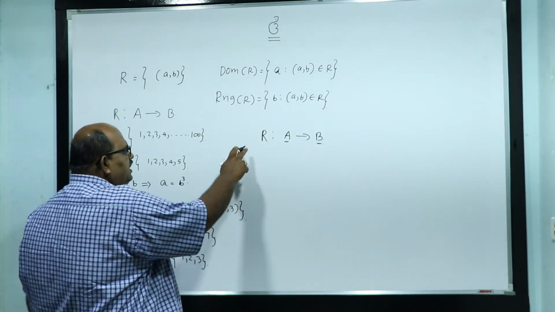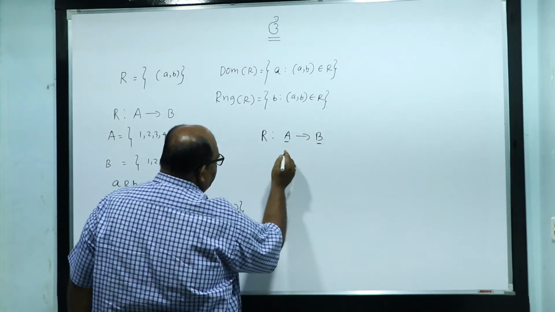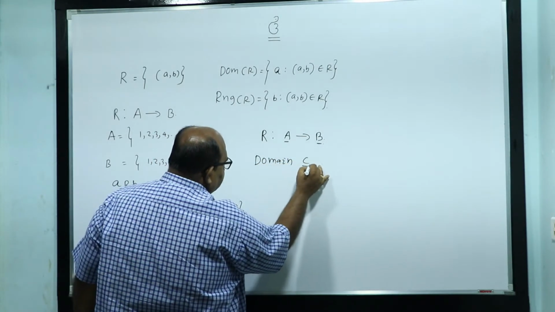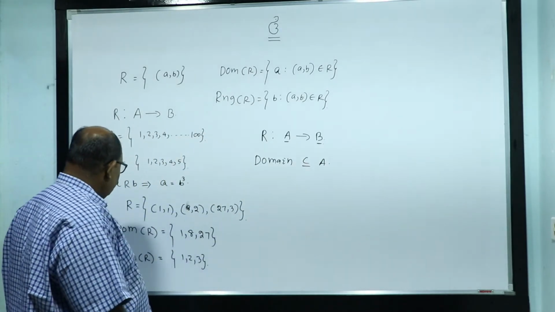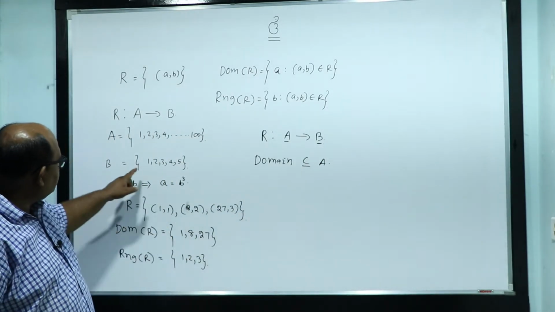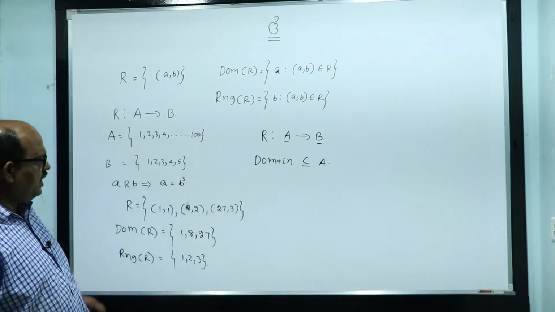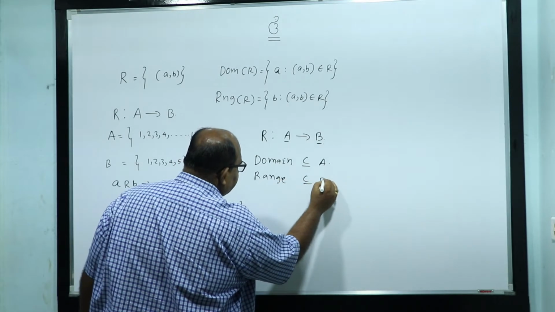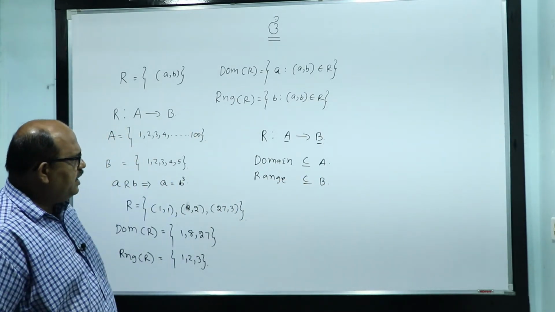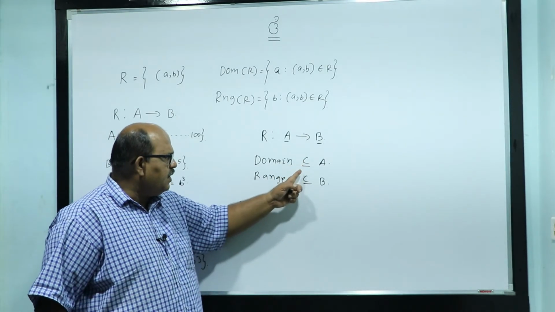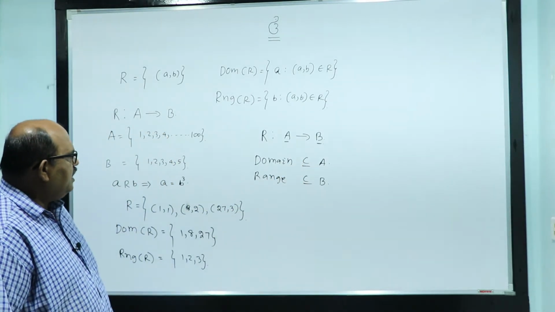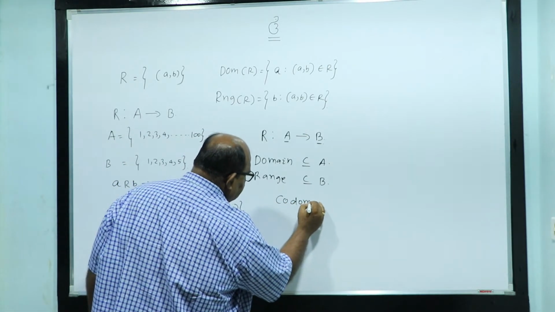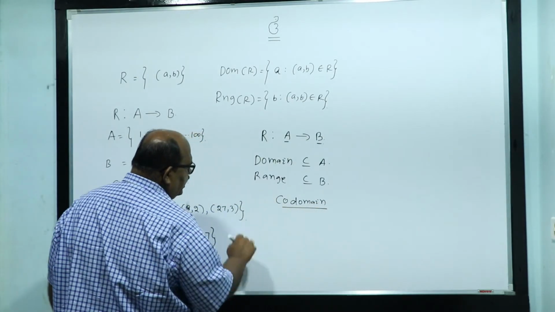So if R is a relation defined from set A to set B, then domain can be a subset of A or also equal to A. Similarly, range can also be a subset of B or equal to B. Okay, so this is the subset or equal to symbol. Now, in this case, another term, codomain, is coming. What is codomain?